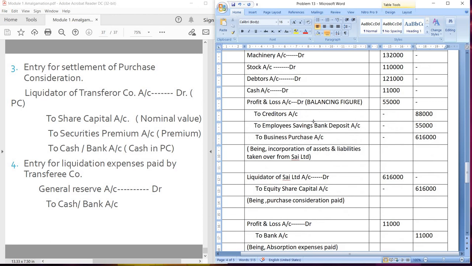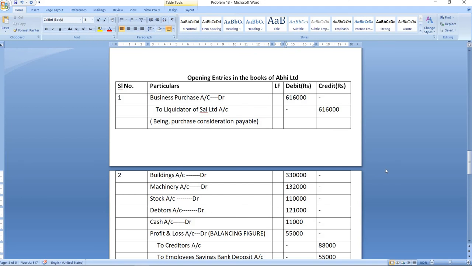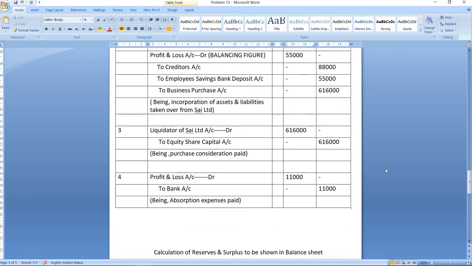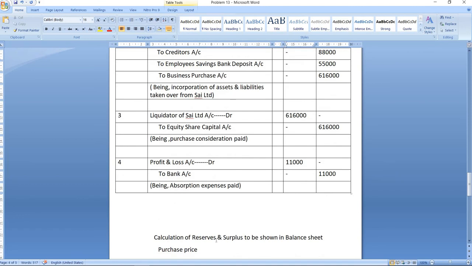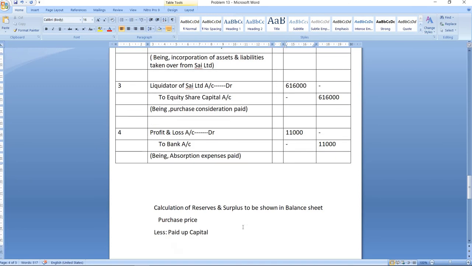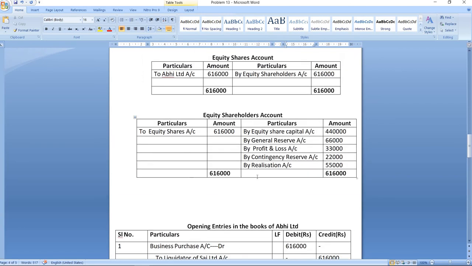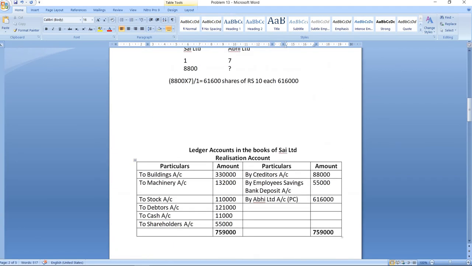I hope you have understood all these. Now the next step is to calculate the reserves and surplus that will be shown in the balance sheet. So, calculation of reserves and surplus to be shown in the balance sheet. First we have to take the purchase price and then compare it with the paid up capital. So what is the purchase price? That is nothing but the amount of purchase consideration.